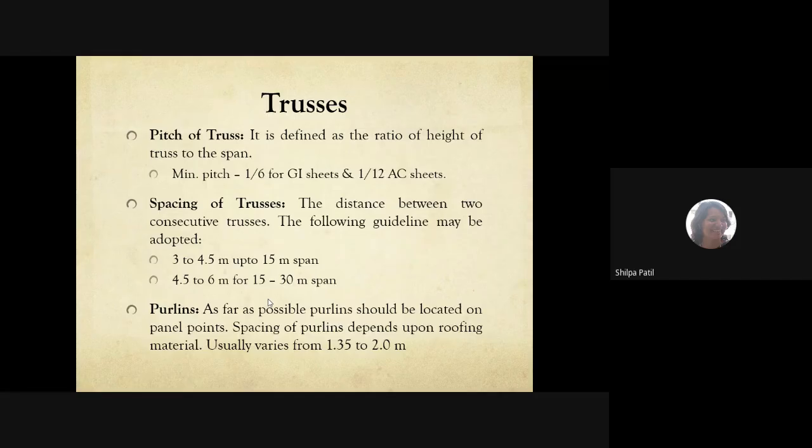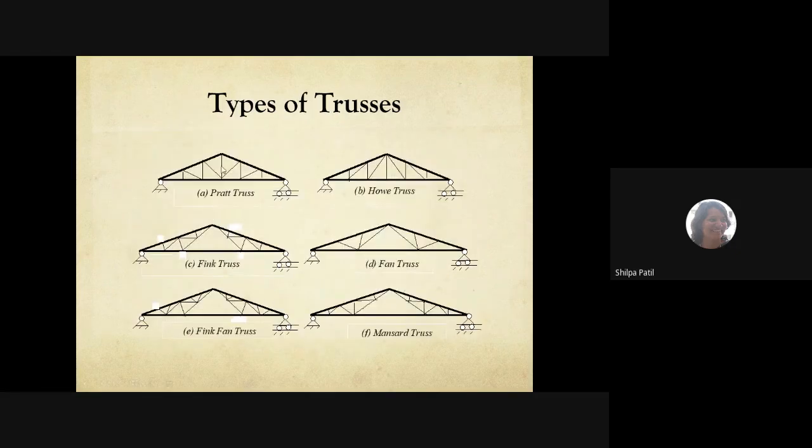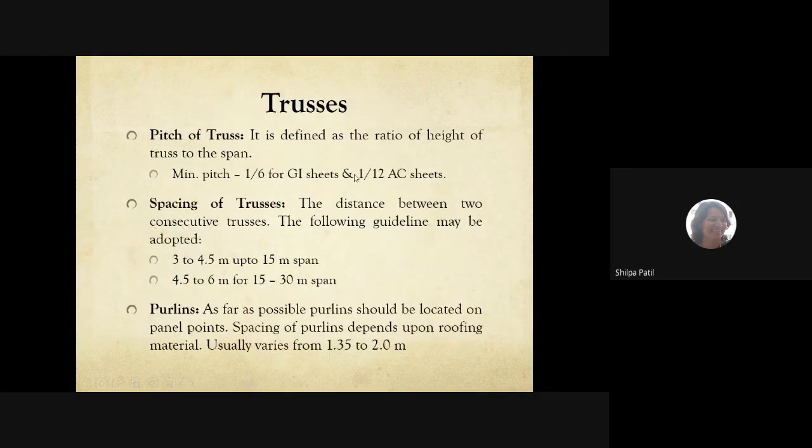Besides these types of trusses, whatever may be the type, some of the common terminologies used for trusses include the pitch of the truss. Pitch is the ratio of the height of the truss to the span. If I go back to this triangular truss, the maximum height is at the center. This height divided by the span of the truss gives me the pitch. Pitch actually defines the slope of the principal rafter member. So pitch is nothing but the slope of the truss.